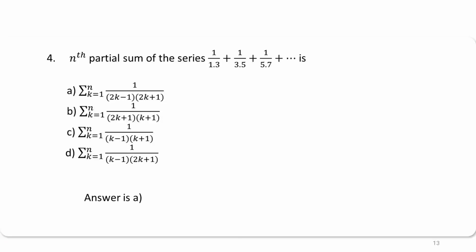Now you will see the answers for the nth terms. Option a: summation n equal to 1 to infinity of 1 by (2n minus 1) into (2n plus 1). Next, option b: n equal to 1 to infinity of 1 by (2n plus 1) into (2n plus 5). Then n equal to 1 to infinity of 1 divided by (k minus 1) into (k plus 1), and 1 by (k minus 1) into (2k plus 1). Instead of k or n, both are the same. Now you will see the answer becomes a, the nth term of the series.